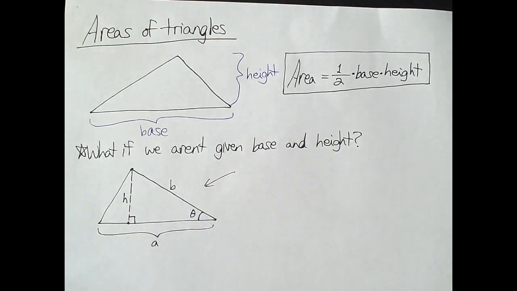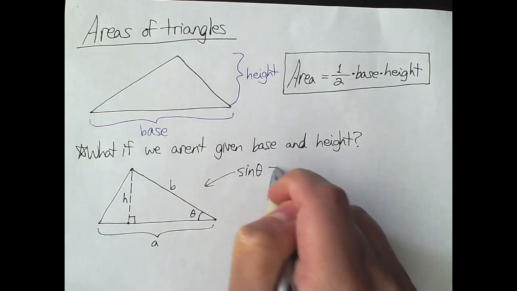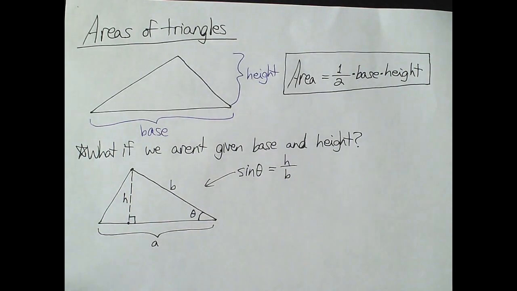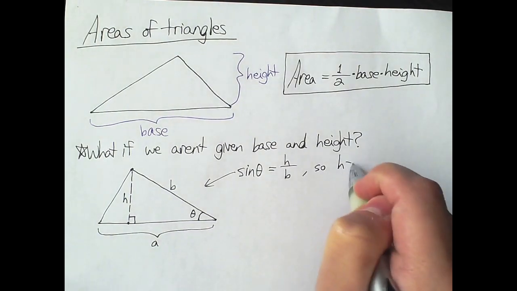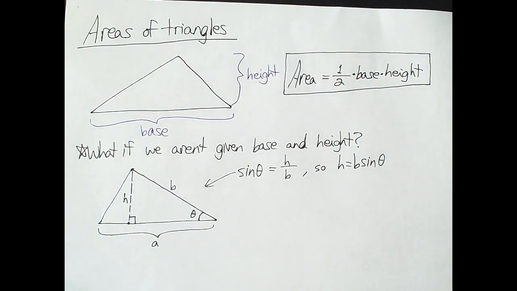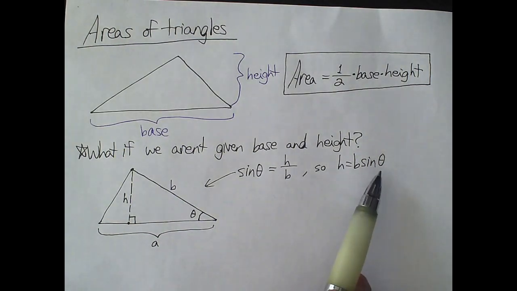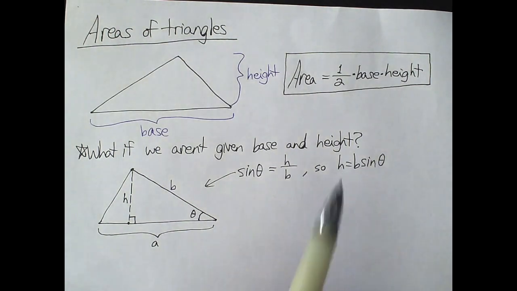So what trig ratio uses the opposite side length and the hypotenuse? It would be sine. Sine theta is going to be H over B. So H is B times sine theta. So what I'm saying is we could find the height of the triangle in terms of other pieces of information that we might be more likely to be given. It's more likely that we're going to be given B and theta or sine of theta. And if we know those things, then we can find the height.